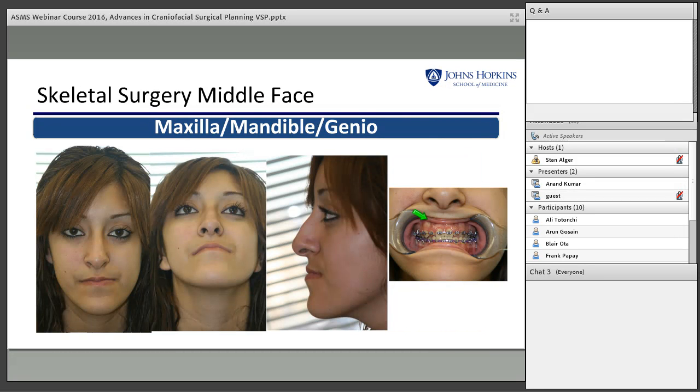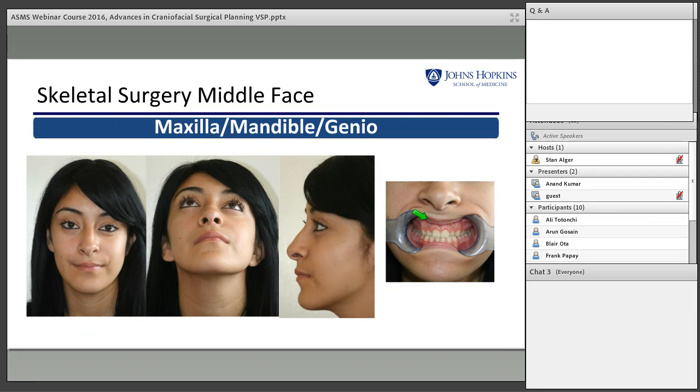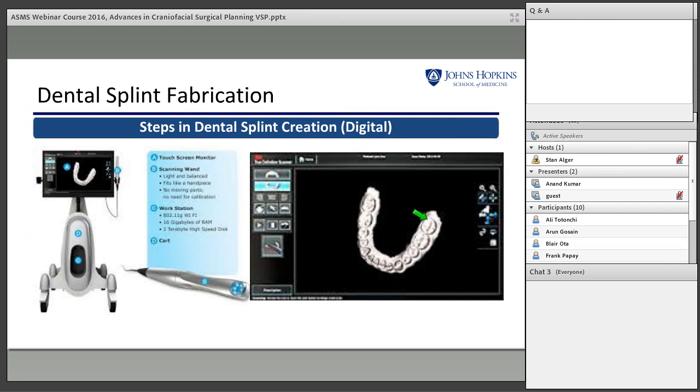So here's sort of the type of cases we used to do pre-virtual surgical planning. Here's the results afterwards, double jaw surgery. And I don't think we had bad results by any means. But this is clearly a labor-intensive process. But what are the steps we can use now in a modern age?